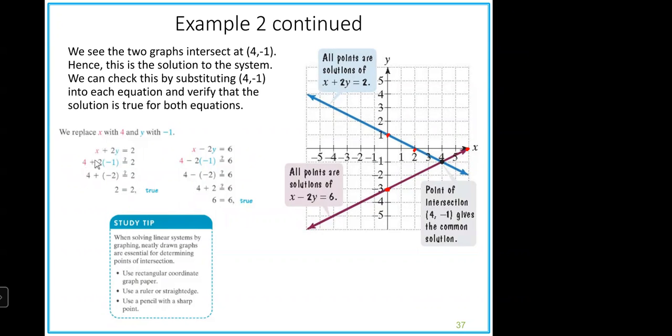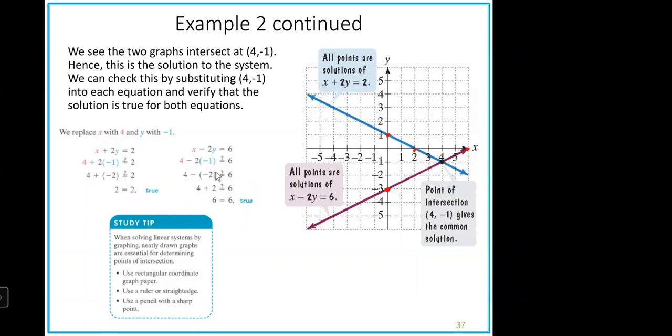So we have it right here. The first one was x plus 2y equals 2. We said it's 4, -1. So you're going to put 4 in place of x and -1 in place of y. So 2 times -1 is -2. 4 plus -2 gives you 2.